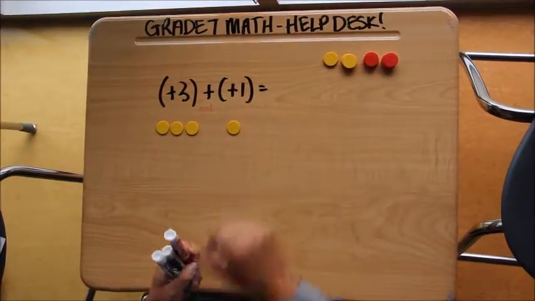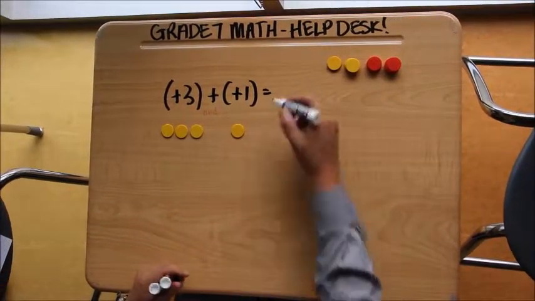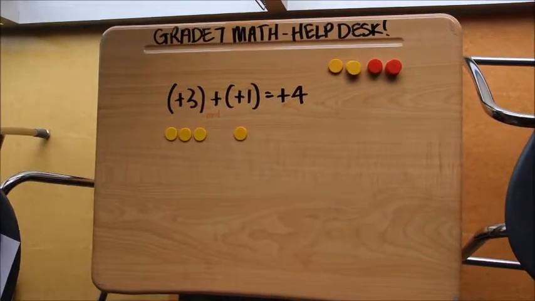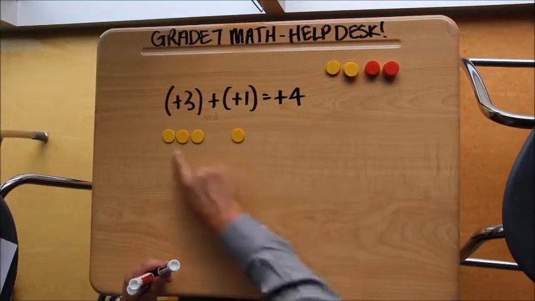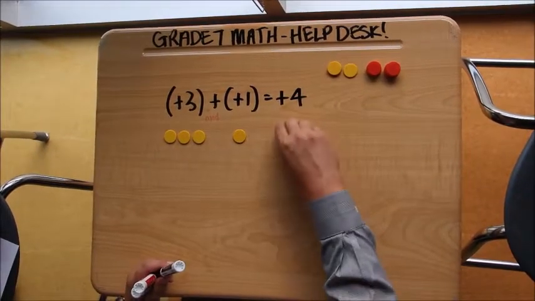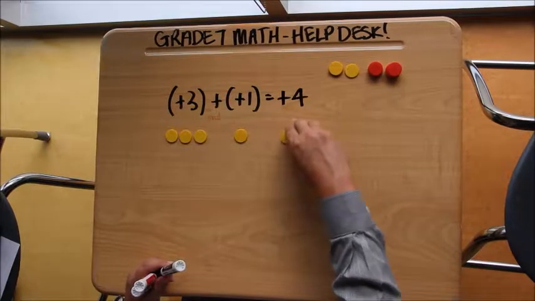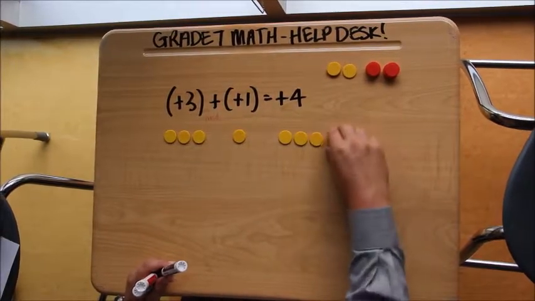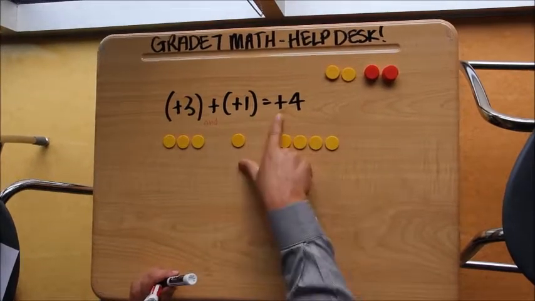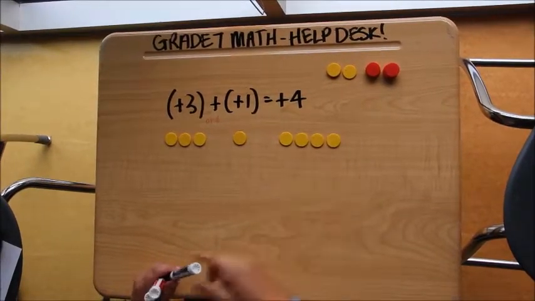Now, when we look at the math up here, I know that positive 3 and positive 1, or I believe anyways, equals a positive 4. What I do here now is I take what I have in my tiles and I just make sure. So I put them all back down on the other side of the equal sign, and I put 1, 2, 3, and one more, and I have 4 yellow tiles. Yellow is positive, and there are 4 of them, so I'm correct.